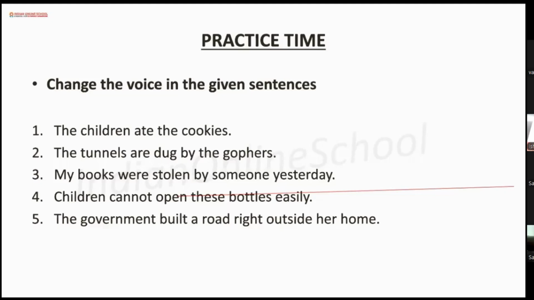Okay. Now Adi, can you please tell me the second one? The tunnels are dug by the gophers. The gophers have dug the tunnels. The gophers dug the tunnels.